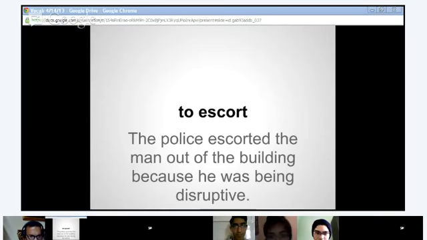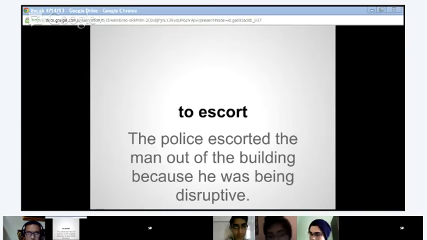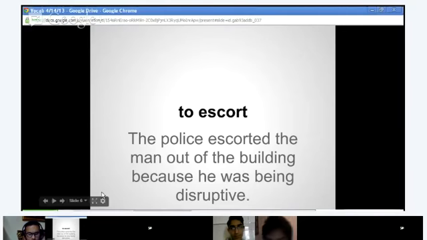So an escort, again, is anybody who accompanies you somewhere. It can be used for a police situation if they're accompanying somebody out of a place, or somebody who is just showing you around a place.